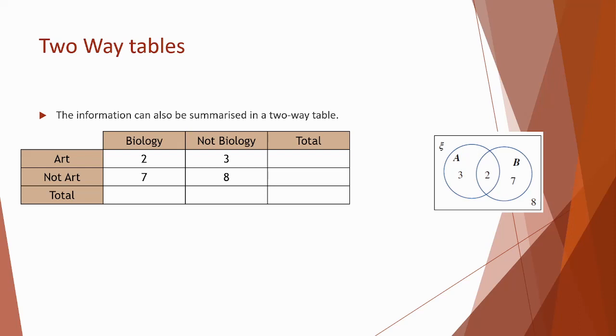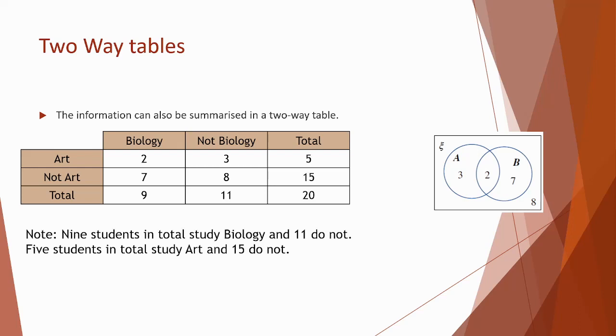We can then just add up our totals. We can get our totals for biology and not biology, we can get our totals for art and not art, and then we can get our totals for how many students were in the whole sample. And that final number in the bottom right hand corner should add up to how many students we originally surveyed.